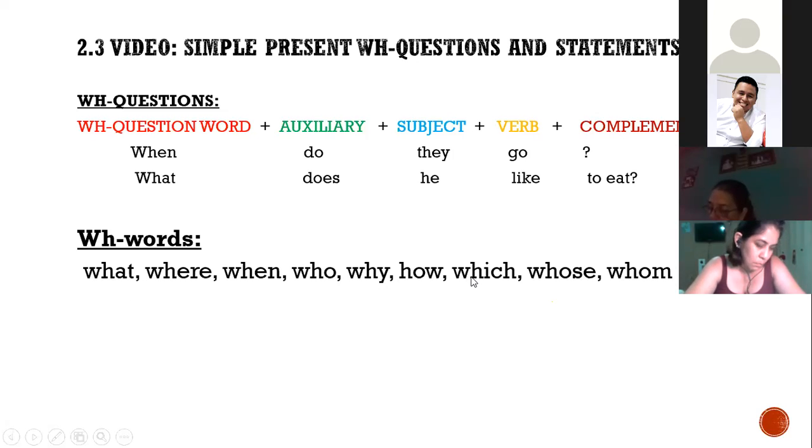Which, cuál. In this case, we're talking about option. Whose, de quién, right? Who's this pencil? De quién es este lápiz, right? So, whose is for possession. And whom is for people too. But this is about the object, right? A quién. Who is quién? And whom is a quién, right? So, these are the WH words we use here, right? Okay, now please repeat after me. When do they go?